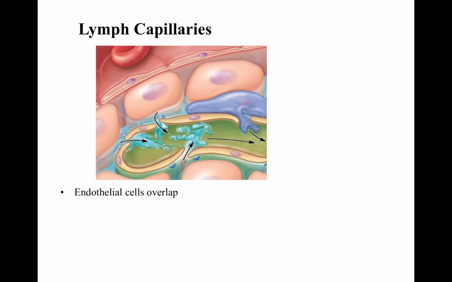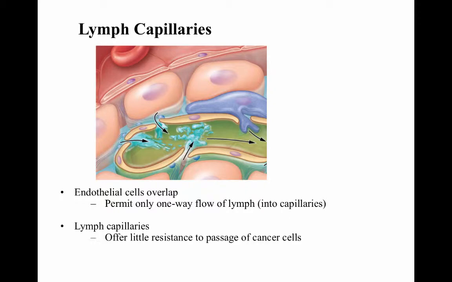The endothelial cells overlap each other and create a type of valve, which again permits only one-way flow, which is into the capillaries, lymph into capillaries. The lymph capillaries then offer little resistance to passage of cancer cells.